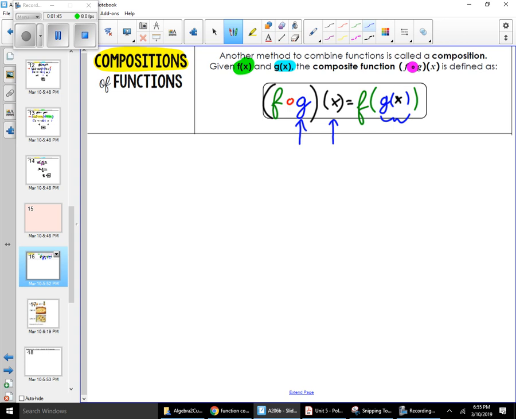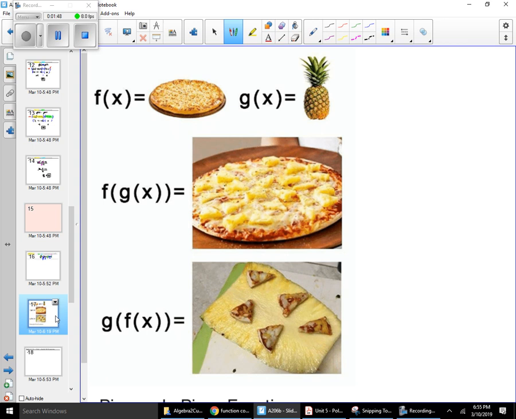Order does matter here. We think about pizza, and we let f of x be a pizza and g of x be a pineapple. F of g of x means we evaluate g of x first. In other words, we're taking pineapples, like we have here, and putting them onto a pizza. Because g of x represents pineapples and f of x represents pizza. The pineapple goes into the pizza.